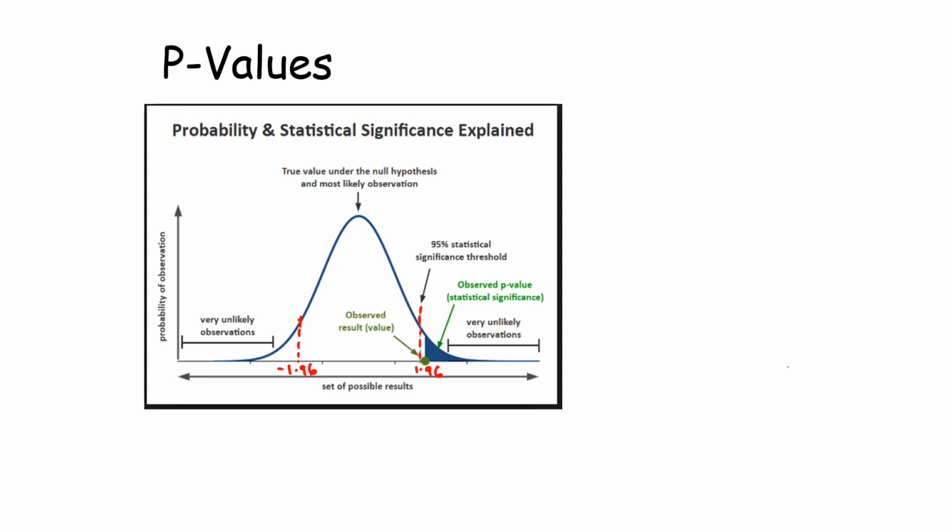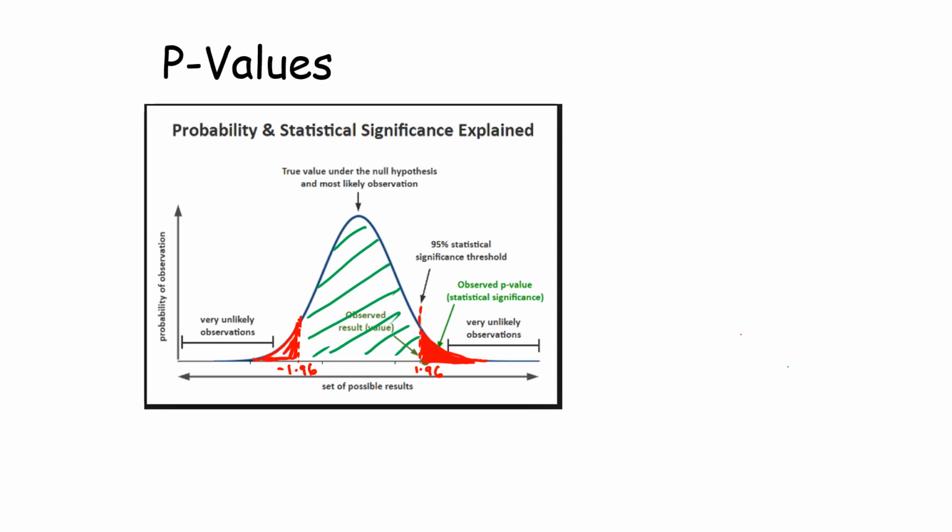So I'm going to do this in kind of a green color. So this is good. Everything in there is what we want. And these outside pieces, these tails, these are what we call the rejection region. And this rejection region is what we're going to focus on when we talk about our p-values.